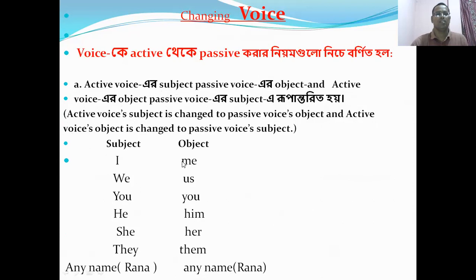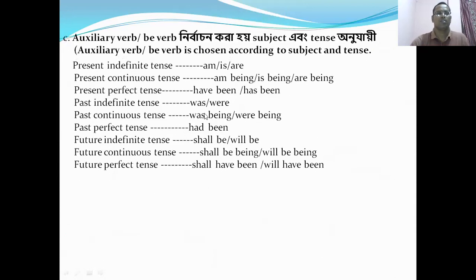If we get me, then it will be I. If we get us, it will be we. You, him, he, she, her, them, they. Rana will be Rana. In this way, we can see subject and object. Then we have to use auxiliary verb according to subject and tense.